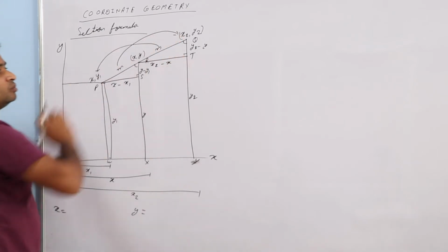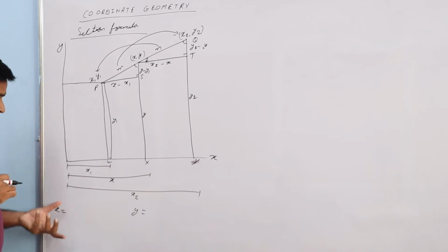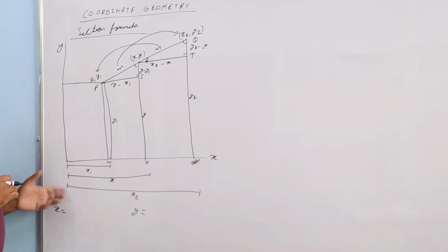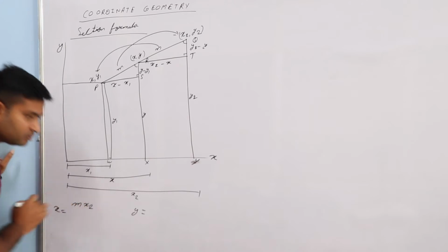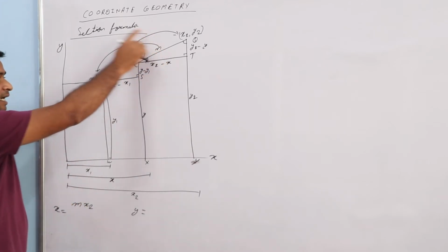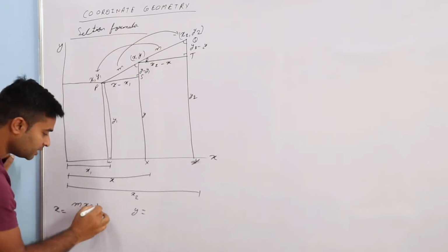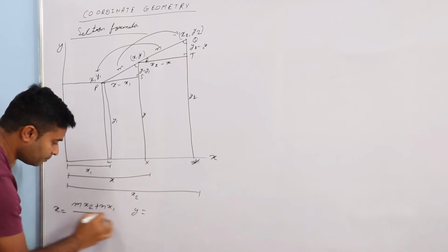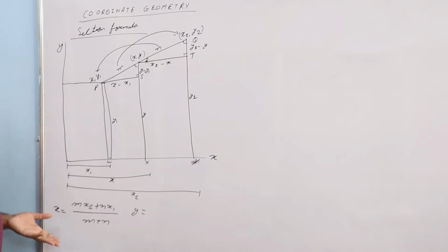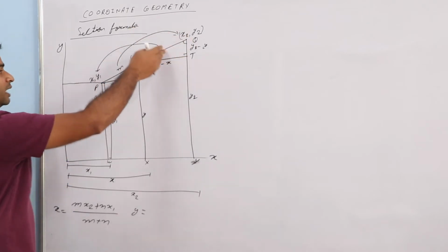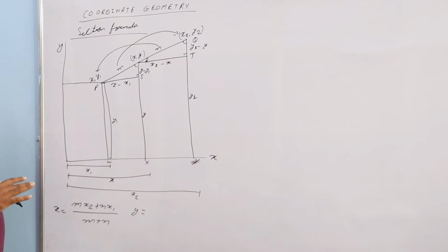When we are writing for the x coordinate, just write about the x. So m x2 plus n x1 by m plus n. Like this. Remember? Yes or no? Yes. Should we remember the big term? No. Just m x2 plus n x1 by m plus n.